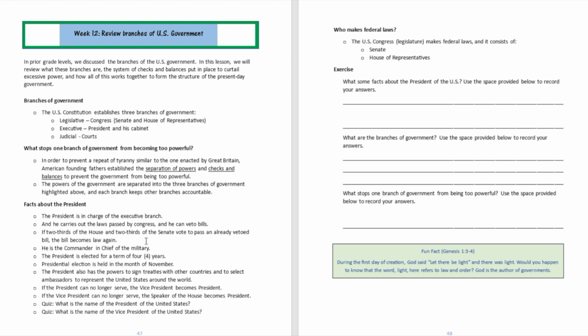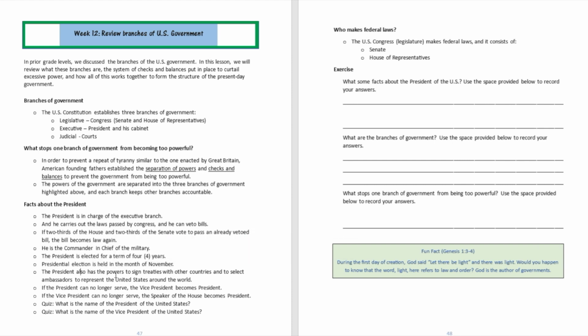So you see, there are certain things that the president can do, and there are certain things that he cannot do. It's called checks and balances. Well, another thing that the president can do is that he is the commander-in-chief of the military. He's the one that gives the military orders. The president is elected for a term of 4 years. The presidential election is held in the month of November.